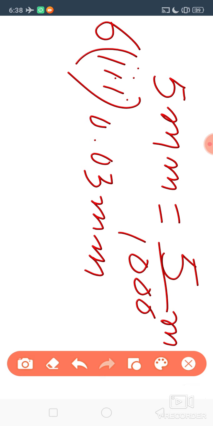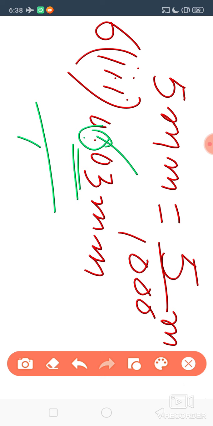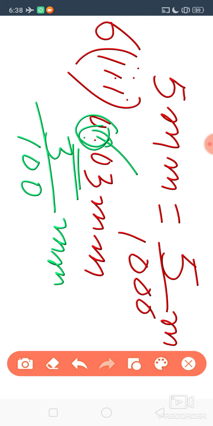So 0.03 millimeter. What do we have to do here? We just have to remove this decimal. To remove this decimal, what will we do? In the denominator we'll write 1. Then after the decimal 2 digits are there, so 2 zeros. Then we have removed this decimal, so in the numerator only 3 will be left. So it will become 3 by 100 millimeter.